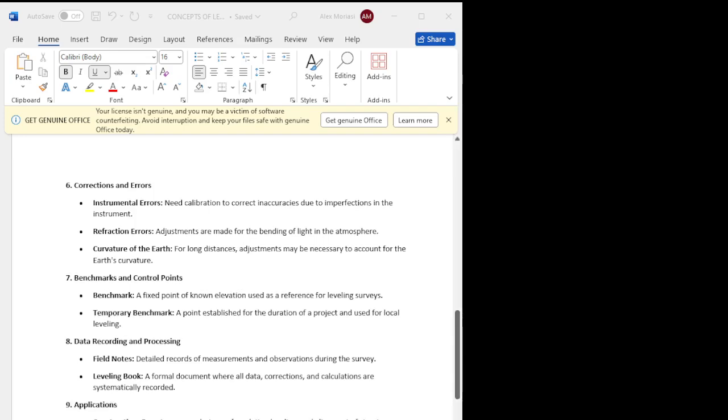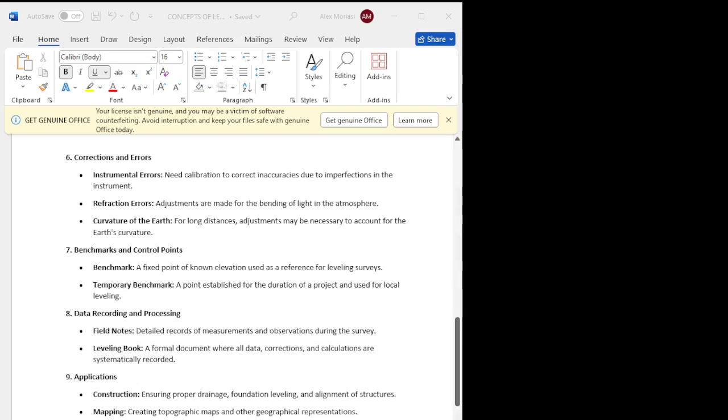I think as we started, you can know benchmarks and control points. You can take 1 minute and discuss the two. The two are benchmark and temporary benchmark. Just take your time, discuss that, and have a short definition of it as we continue to the last two parts.